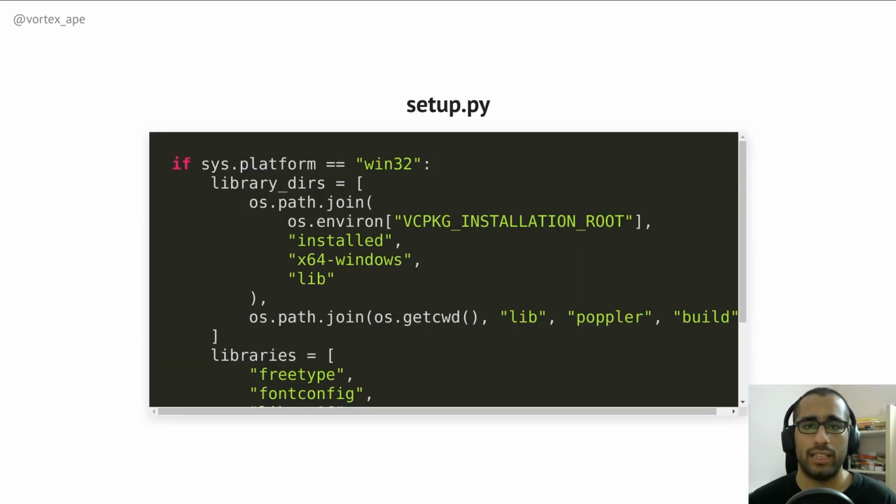If the extension is built on Windows, we'll also need to add the vcpkg installation root directory to the search paths and create a libraries list with the names of all the libraries that we need to link with.